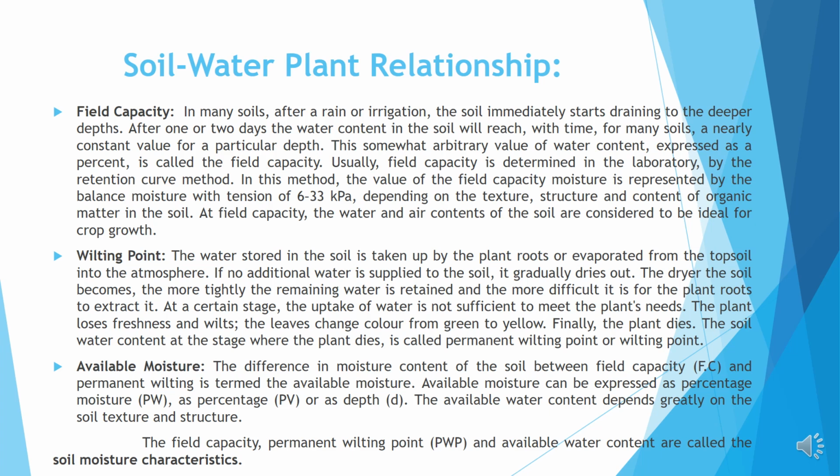Available moisture. The difference in moisture content of the soil between field capacity and permanent wilting is termed as the available moisture. Available moisture can be expressed as percentage moisture, as percentage, or as depth. The available water content depends greatly on the soil texture and structure. The field capacity, permanent wilting point, and available water content are called the soil moisture characteristics.